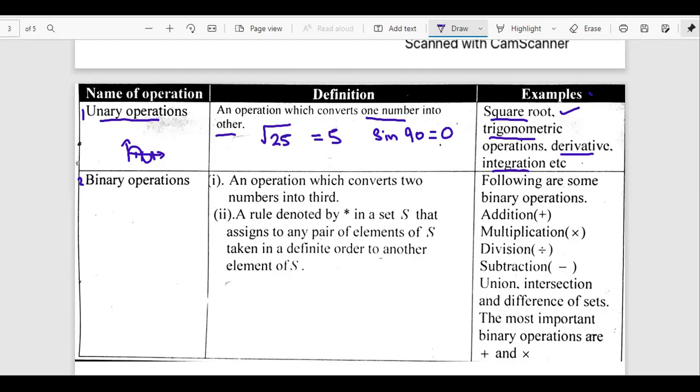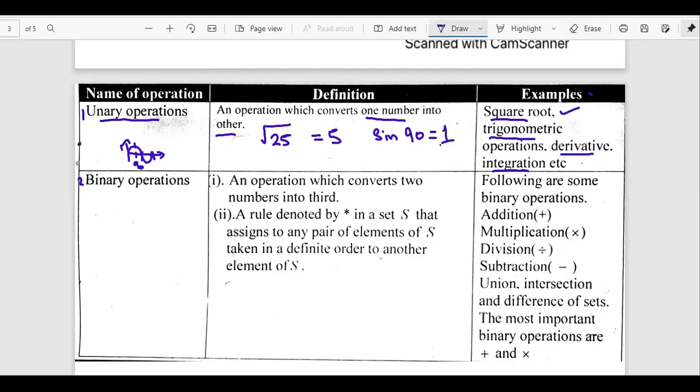Wait, just give me a second. This is 1. This is 90. Yeah, it's 1. It's 1. It's not 0, it's 1. Okay, so but here we are not discussing sine cos.